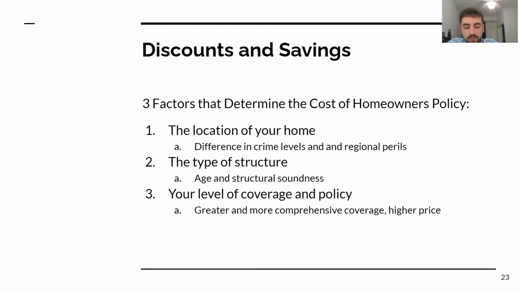Location affects coverage because of different crime levels and regional perils, which are earthquakes, tornadoes, hurricanes, etc. Older and less sound structures are going to cost more to insure because they're more likely to have problems. And finally, the coverage and type of policy matters because the more comprehensive it gets, the more the policy will cost.